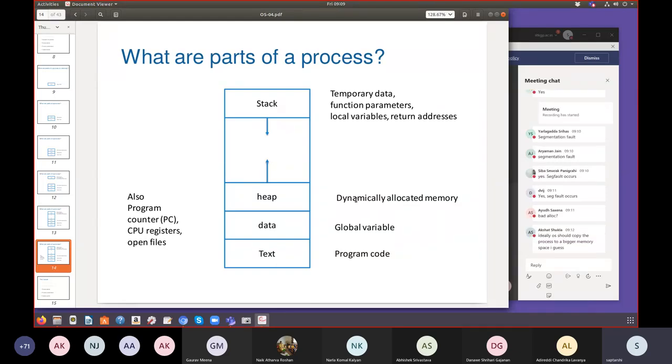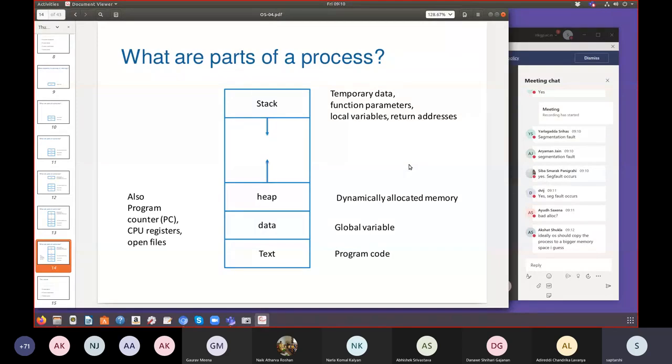So what happens if the stack and the heap pointers collide? Yeah, what Akshat has said, I would imagine something like that. Ideally, the OS should copy the process to a bigger memory space, or should allocate some more memory to this process. But do figure it out. Okay, let's not discuss this point here. I leave it as a home task to figure out what happens.